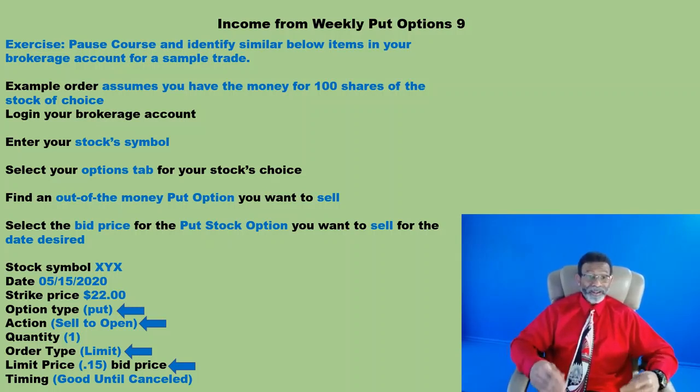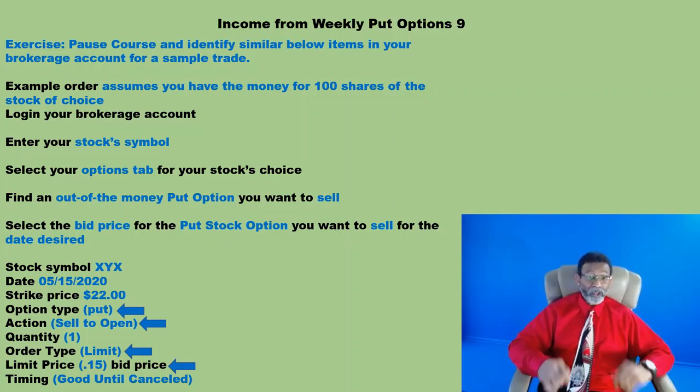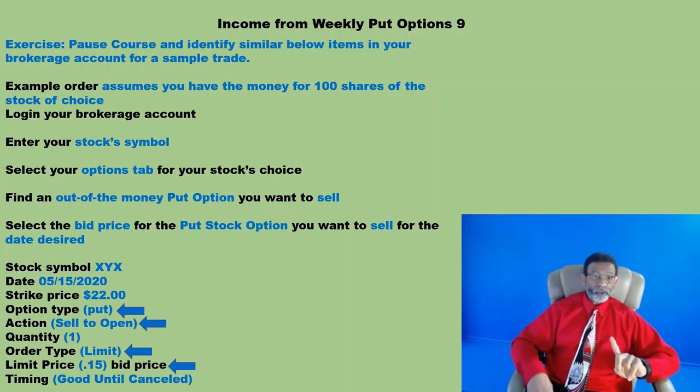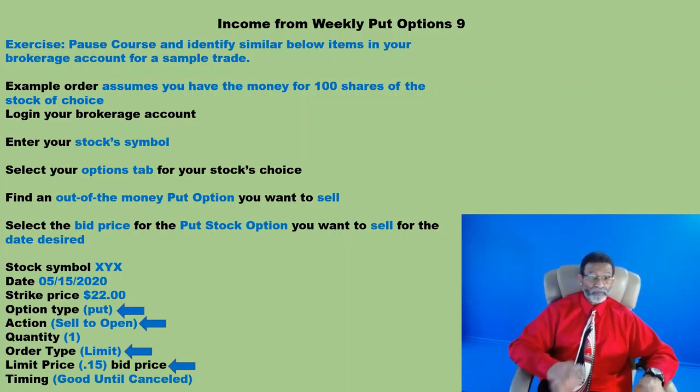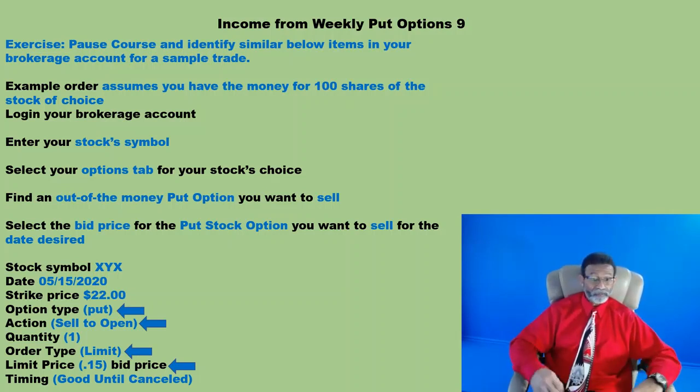So we're trying to sell the $22 strike price put option. The type of option is put. Notice the action says sell to open. We're opening this position up. For one contract, the quantity is 1. We want to put it in a limit order. So we want to either sell it for the limit price, the bid price of 15 cents or higher. That's what the limit allows.